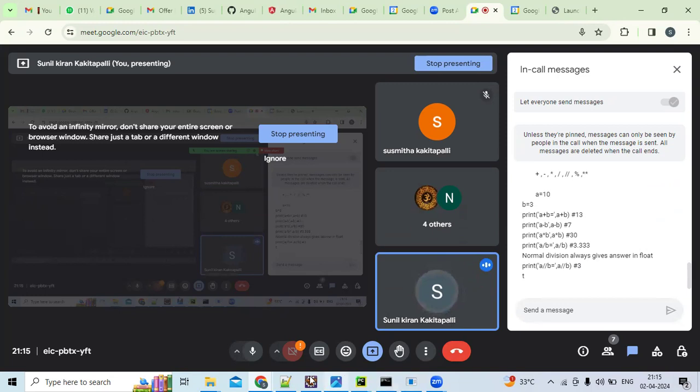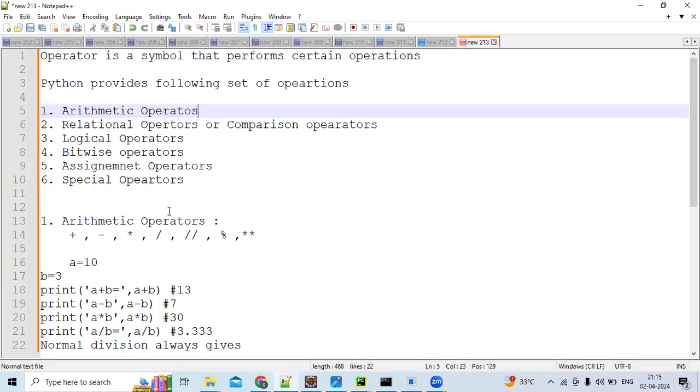Okay, leave it, no issue. So I just want to do quick revision. Like we have completed arithmetic operators, that is plus, minus, into, division, floor division, and modulus. That means it will give the remainder, and this double star means it will give the exponential.